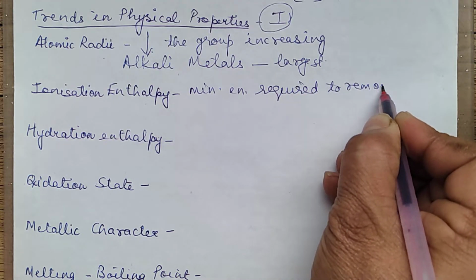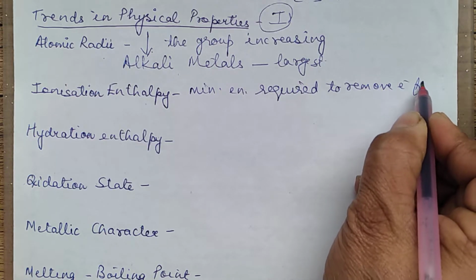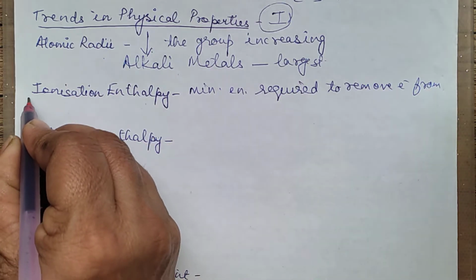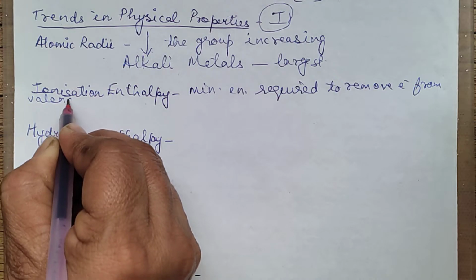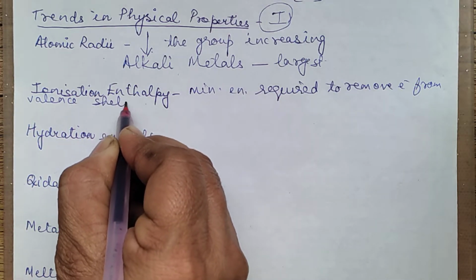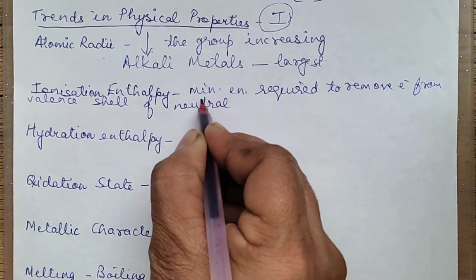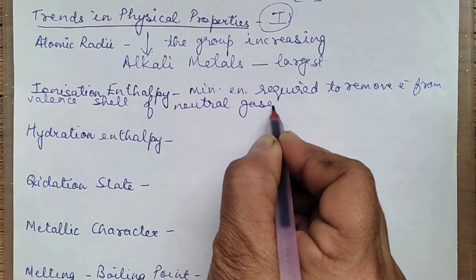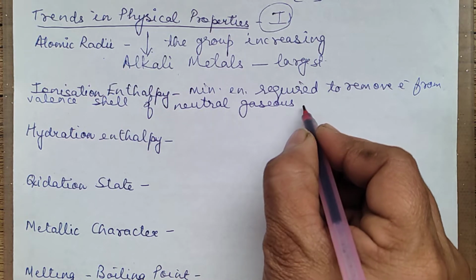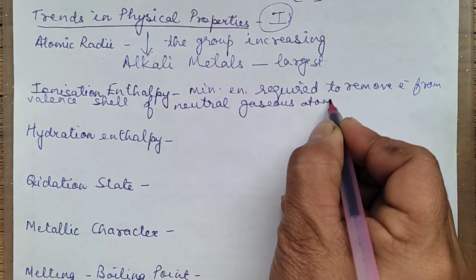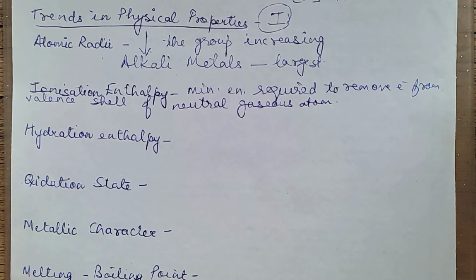To remove an electron from the valence shell of a neutral gaseous atom. Each term is important. It has to be neutral, it has to be gaseous, or it can be an isolated gaseous atom. Either way it is fine.